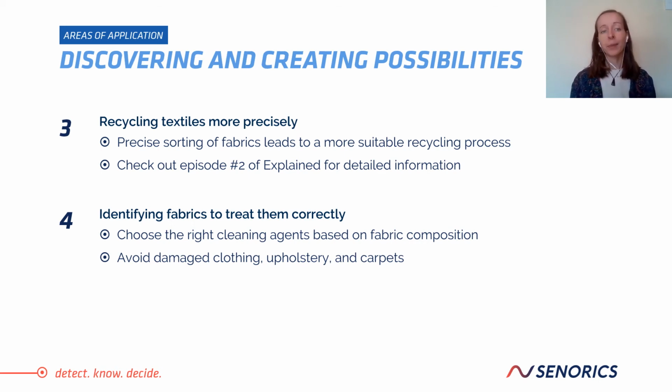Lastly, another example, identifying fabrics to treat them correctly. So think about cleaning services, industrial laundries, or even just your own home. There are many situations in which fabrics, such as carpets, clothing, or upholstery, require cleaning, but cannot be treated with the right agents due to missing information about their material composition. This often leads to damaged textiles because of unnecessarily aggressive cleaning agents or unsatisfactory results like persistent stains. Mobile textile analysis enables you to determine what fabrics are made of and treat them correctly with the appropriate level of care.